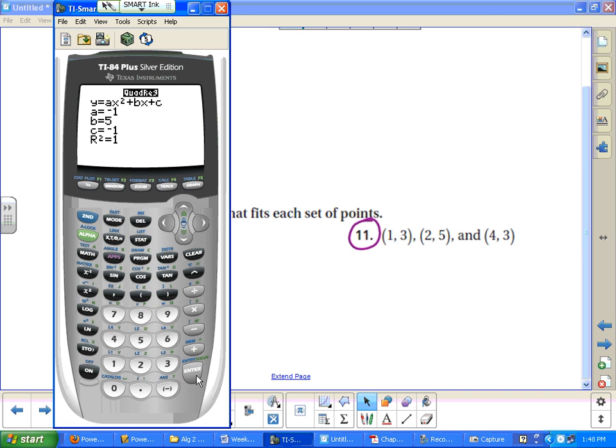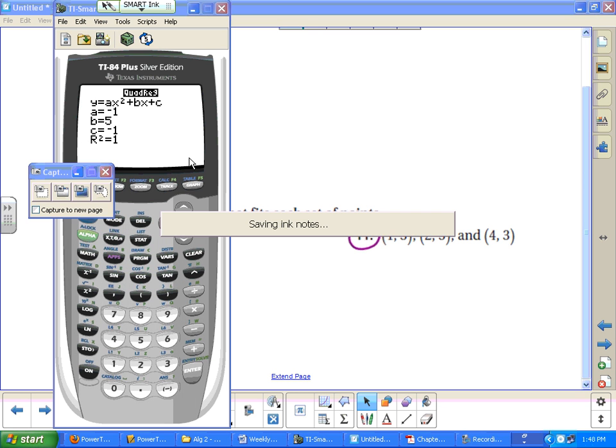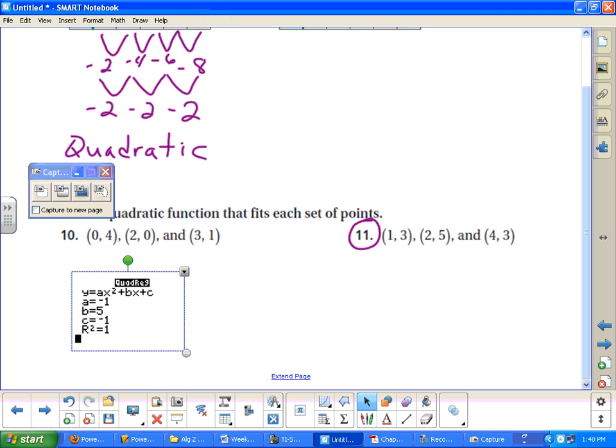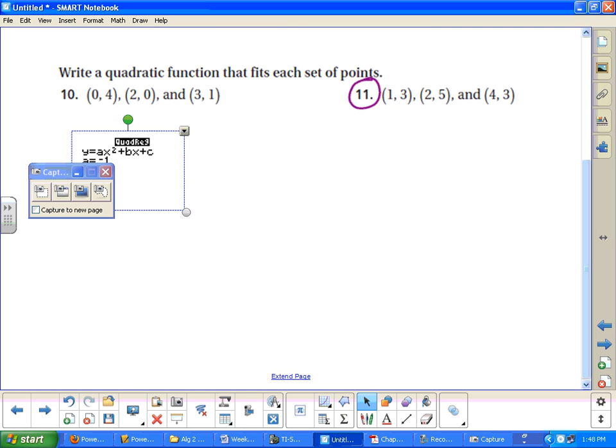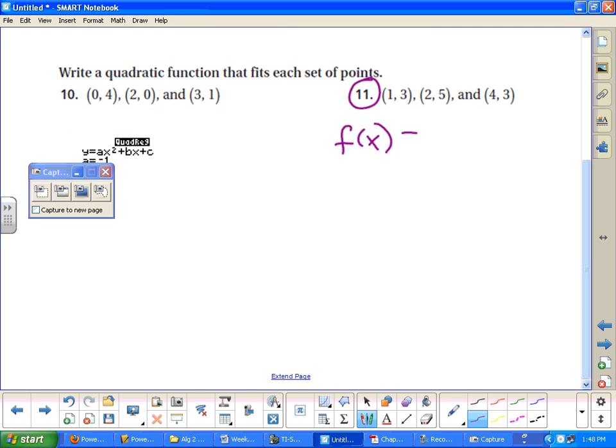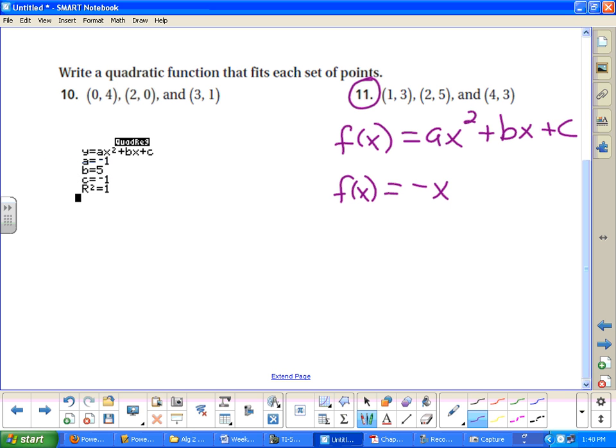And this gives us the values for A, B, and C, because this is going to be a quadratic equation where it looks like this: AX squared plus BX plus C. So here we get f of x equals, our value for A is negative 1, so negative x squared. B is 5, so plus 5x, and C is negative 1. So negative x squared plus 5x minus 1 would be that equation then.